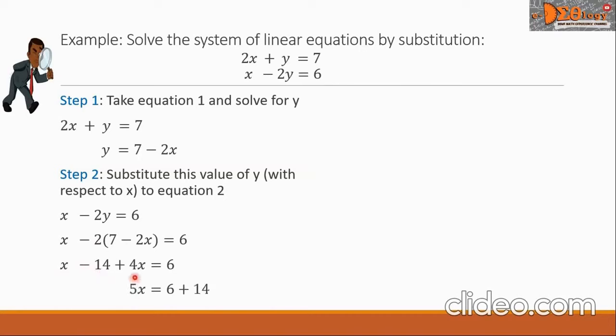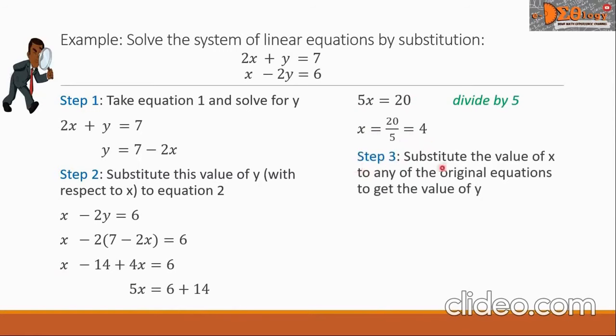This x and 4x is now 5x. So we have 5x equals 6 plus 14, and 6 plus 14 equals 20. Let us continue our solution on this part. So we have 5x equals 20. Let us solve for x. Let us divide the whole equation by the coefficient of x, which is 5. If we do that, the coefficient of x will be deleted, so x will come down alone, and this is equal to 20 divided by 5, which is 4.